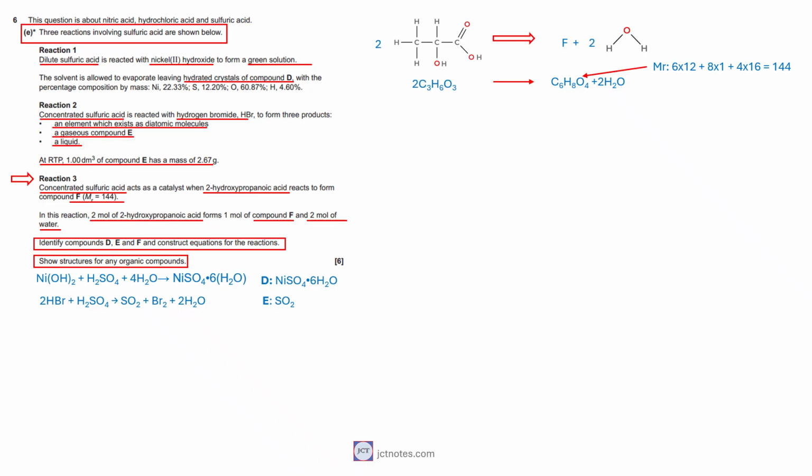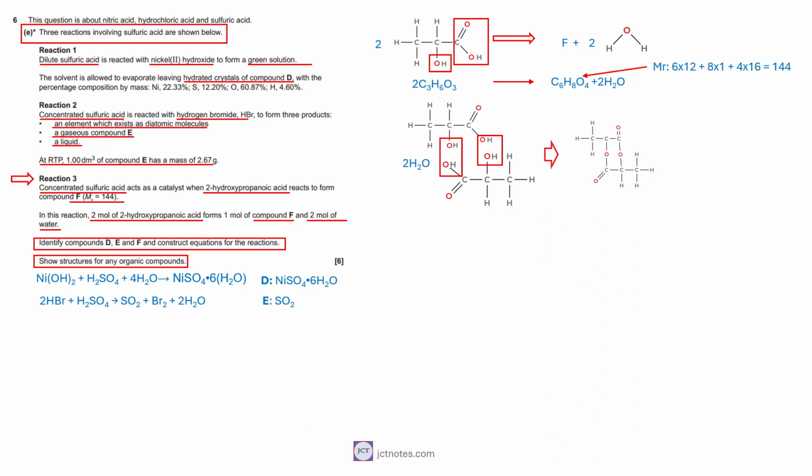To identify possible structures for compound F, we need to consider reactions of 2-hydroxypropanoic acid that eliminate water. The molecule contains both a carboxylic acid group and a hydroxyl group. One possibility is that 2 molecules react together to form an ester linkage between the carboxylic acid group of one molecule and the hydroxyl group of the other. This produces water as a byproduct. I also show the structure given in the mark scheme.